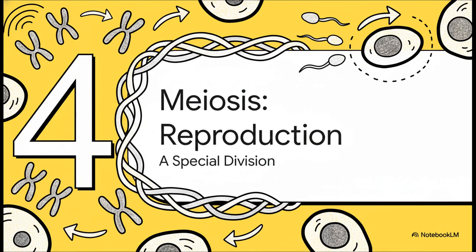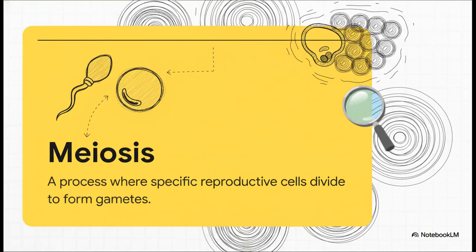Now let's move to the second type of cell division, which is meiosis. This is a very special process used for a very specific purpose. You see, meiosis is a process that happens only in the reproductive organs. Its only purpose is to produce special cells called gametes. In males, these gametes are the sperm, and in females, it is the ovum, or the egg cell.